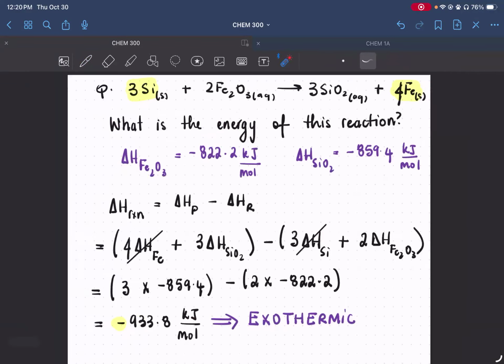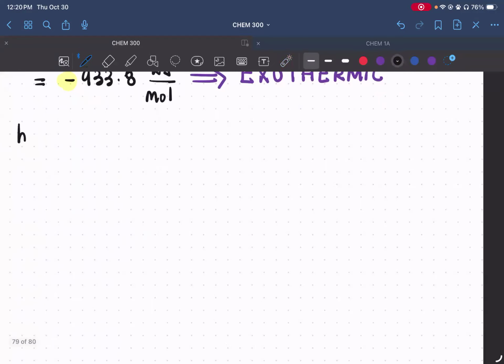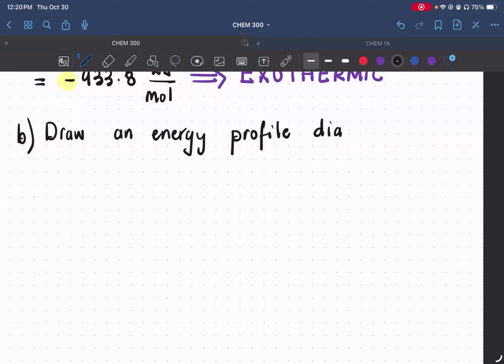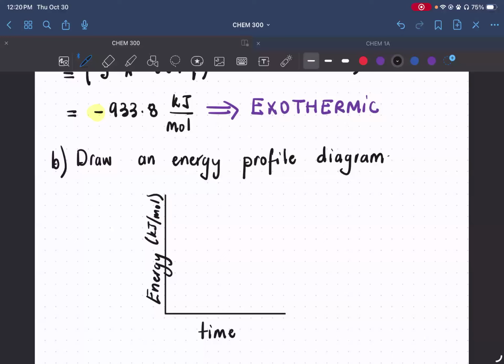For one of the questions we just did, the silicon and the iron oxide, let's do a follow-up part B. Let's say the question simply says, draw an energy profile diagram. All right. Well, we know basically what the graph is going to look like. We know that the y-axis is energy, which is in kilojoules over mole. We know that the x-axis is time. No reason to believe it's in seconds, minutes, or hours, so we're just going to leave it at time.